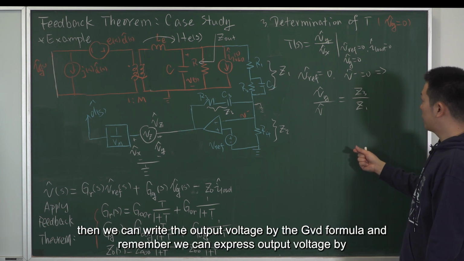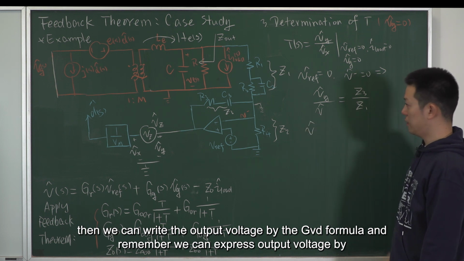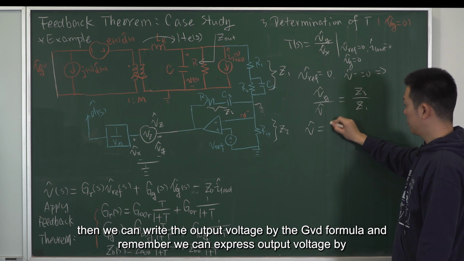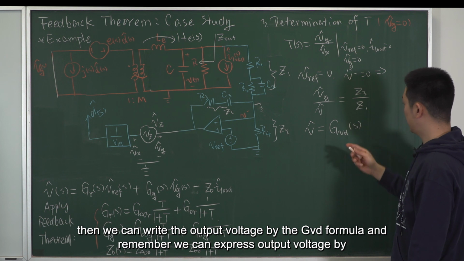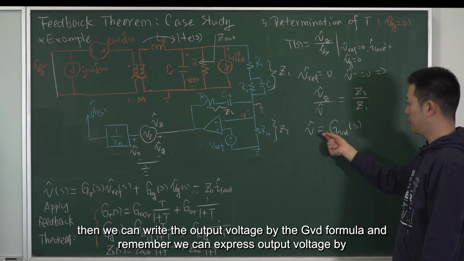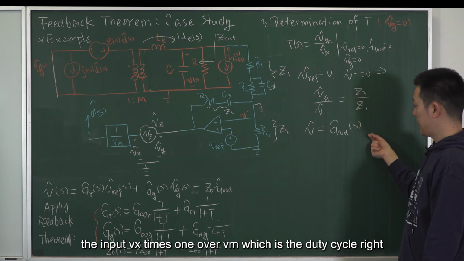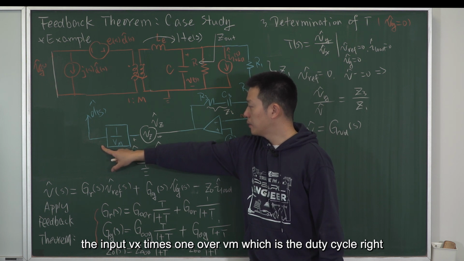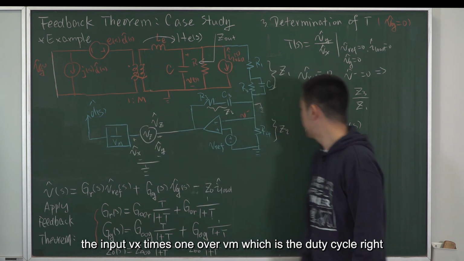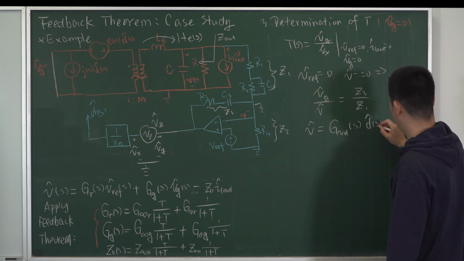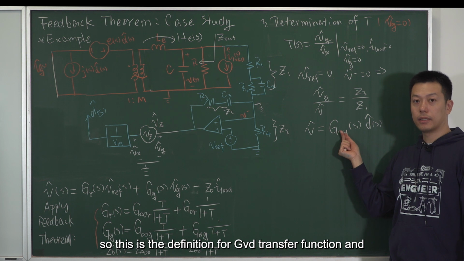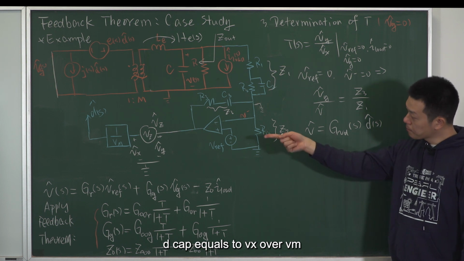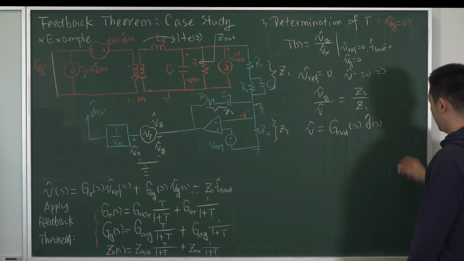Then we can write the output voltage by the GVD formula, right? Remember, we can express output voltage by the input Vx times 1 over Vm, which is the duty cycle, right? So this is the definition for GVD transfer function. And d cap equals to Vx over Vm.